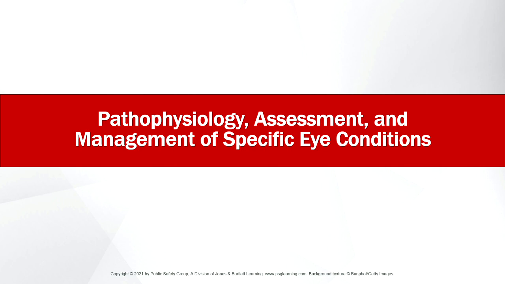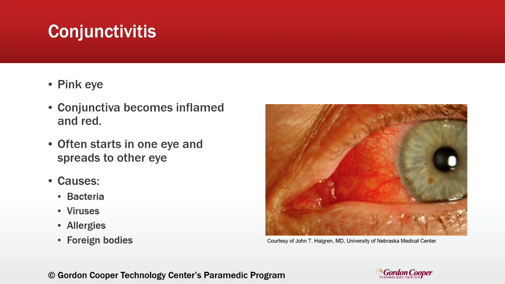So how do we assess and manage some specific conditions of the eye? Well, the first one we're going to look at is conjunctivitis, of course, also known as pink eye. It's pretty common. What happens is the conjunctiva, the area around the eye, becomes inflamed and red. Usually it starts in one eye and then spreads to the other.